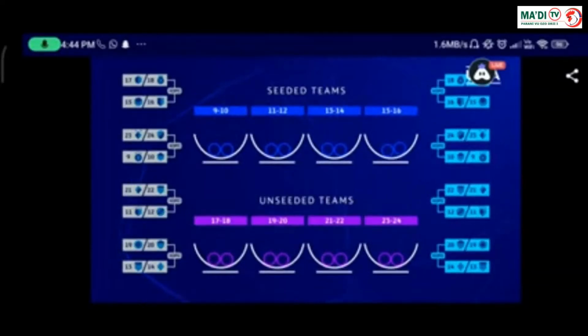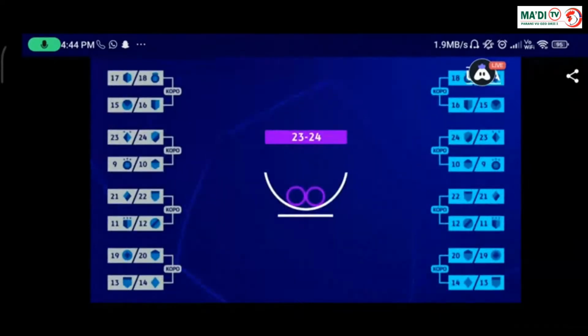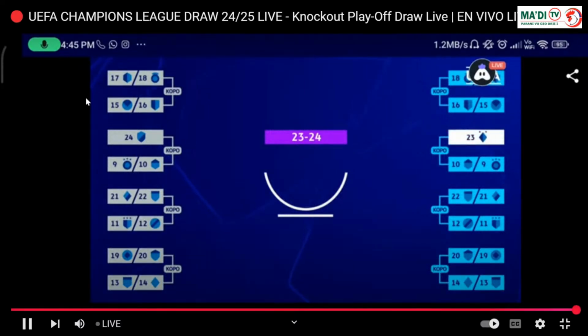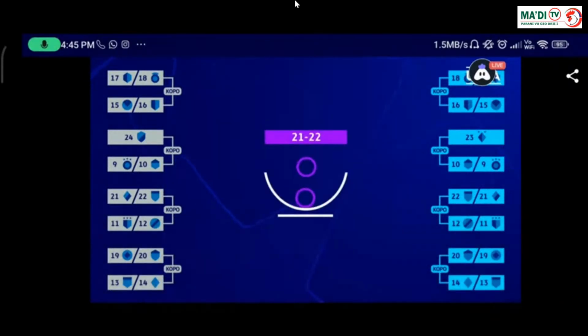and unseeded teams placed in the corresponding marked bowls. The draw starts with the unseeded teams, with the bowl containing pairing 23 and 24. One ball is drawn and is opened to display the team. The first team drawn from this bowl is placed in their reserved spot on the silver side of the bracket. The other unseeded team with a pairing is then drawn and allocated in the corresponding reserved spot on the blue side of the bracket. The same procedure is carried out with the remaining unseeded teams.